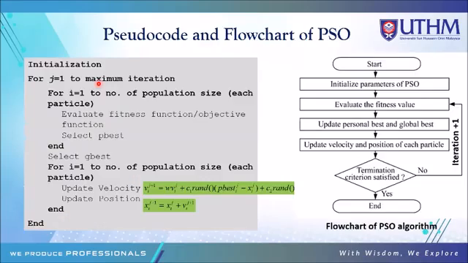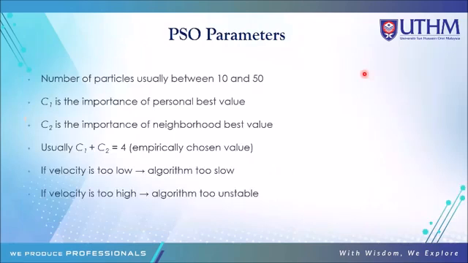PSO parameters. Of course, before we use PSO, we need to set the parameters. In PSO, we have several important parameters. Number 1 is the number of particles, or population size. Commonly in PSO, we can use a population size of 10, 20, 30, 40, or 50. It depends on the complexity of the problem. If we don't know the complexity of the problem, we can try from 10.